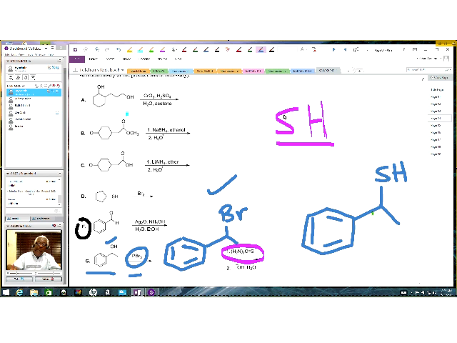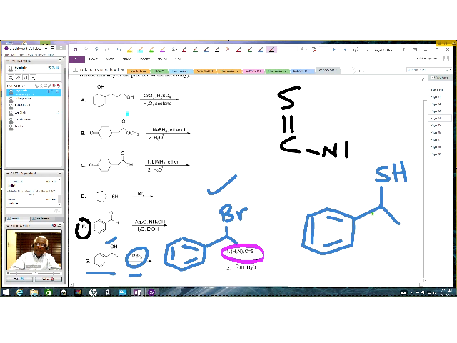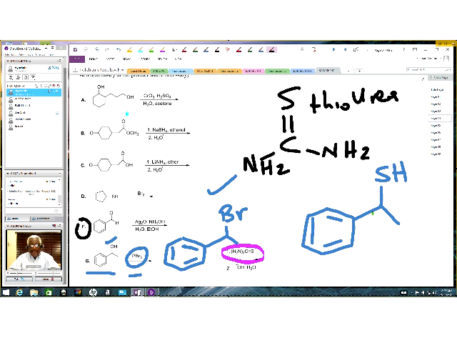Okay, keep that in mind. This is a very specific reagent. Using a thiourea, which is actually the structure here. The thiourea, we have this here. So we call this thiourea. Anytime you see thiourea and you see an alkyl bromide or sometimes an alkyl chloride, what it would do is to replace the halogen, in this case bromine, with SH. So keep that in mind.